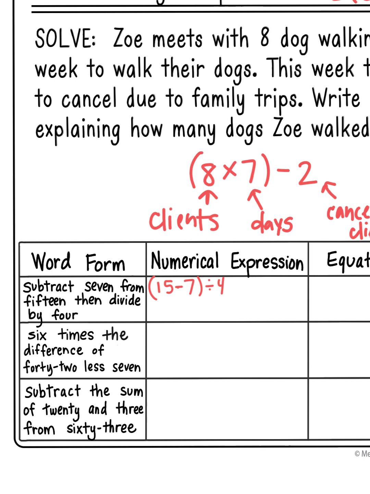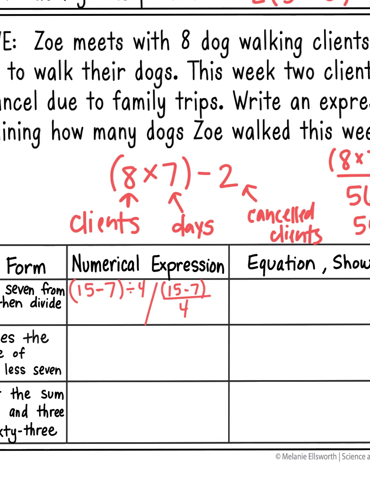I can also write that like this. I'm going to do a slash. I can also do 15 minus 7 divide by 4. Okay, remember, because a division problem is just a fraction, you can write them both of these ways. It means the same thing. Now if I were to actually solve this, it would end up being 2. I would have an equal sign at the end of it. So it's going to look like this. 15 minus 7 divided by 4 equals.